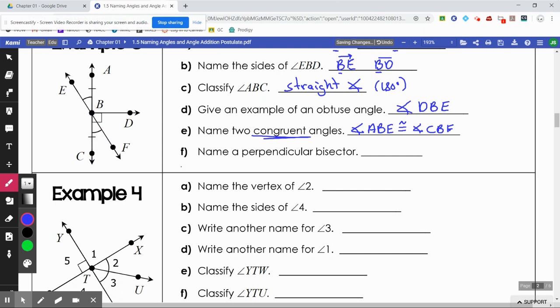And the last one, name a perpendicular bisector. So we're looking for, well, let's try to find our bisector first. And I point out that, hey, look, these are equal. So this right here has to be the midpoint of this line segment. The distance from A to B and the distance from B to C are the same. And this ray right here, you see that this ray is also perpendicular and it passes through the midpoint. So our perpendicular bisector is ray BD.